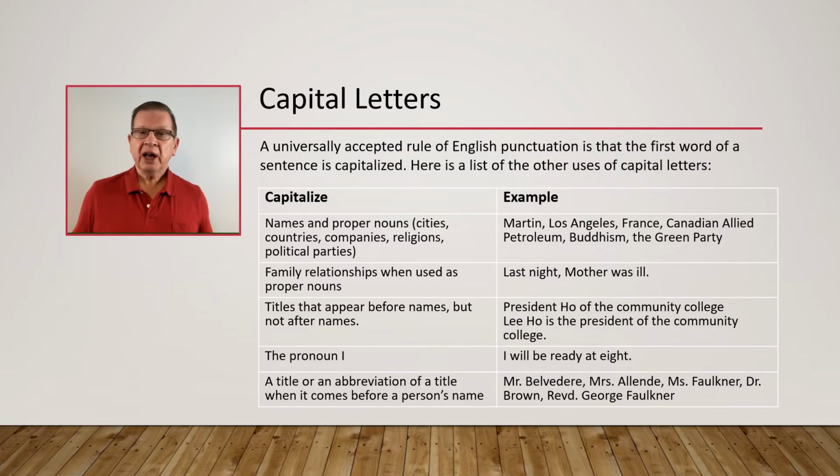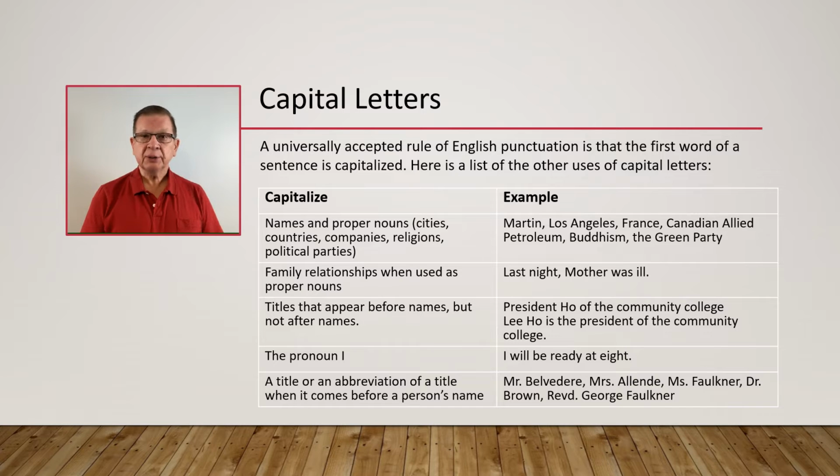So let's start with capital letters, also referred to as uppercase letters. A universally accepted rule of English punctuation is that the first word of a sentence is capitalized. Here is a list of the other uses of capital letters. Names and proper nouns: cities, countries, companies, religions, political parties. Examples: Martin, Los Angeles, France, Canadian Allied Petroleum, Buddhism, and the Green Party.